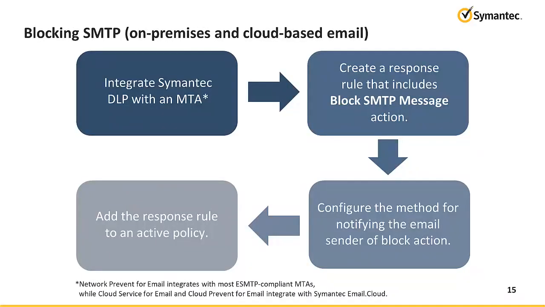You can use Symantec DLP to protect confidential data in motion by immediately blocking the delivery of email messages that violate a policy. The detection server blocks messages by returning an SMTP 5XX failure response code. The process to create a block SMTP response rule is shown in this figure, and it applies to Network Prevent for email, which integrates with most eSMTP-compliant MTAs, as well as to Cloud Service for email and Cloud Prevent for email, which integrates with Symantec Email Security.cloud.